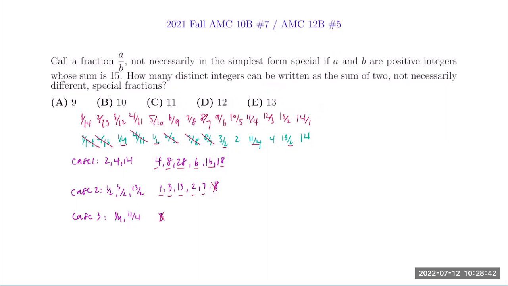So now we just add up: there's 6 from here, 5 from here, so that adds up to a total of 11 distinct integers that can be written as a sum of two, not necessarily different, special fractions. And that is answer choice C.